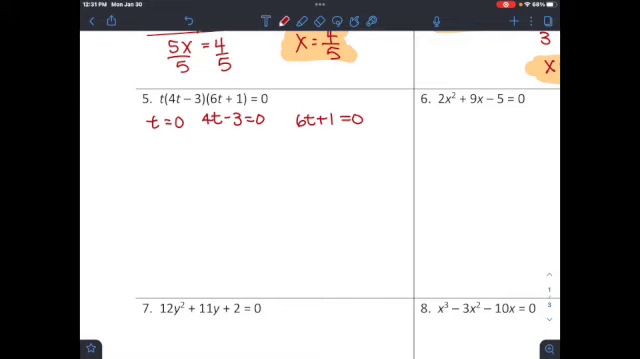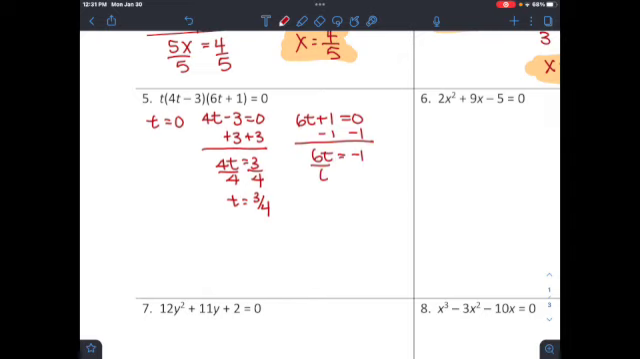First one is t equals 0 already, so we don't have to worry about it. Second one is plus 3 on both sides, so 4t equals 3, and divide by 4 on both sides, t equals 3 over 4. Then the next one is minus 1 on both sides. You have 6t equals negative 1. Divide by 6 on both sides, t equals negative 1 over 6. And therefore, those are your answers: t equals 0, t equals 3 over 4, and t equals negative 1 over 6.